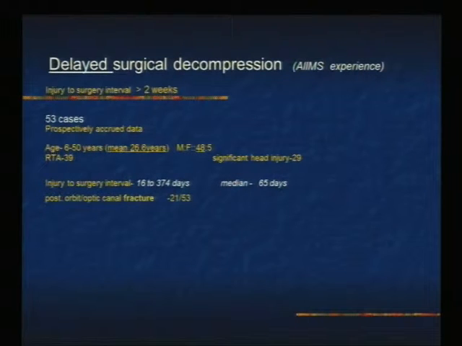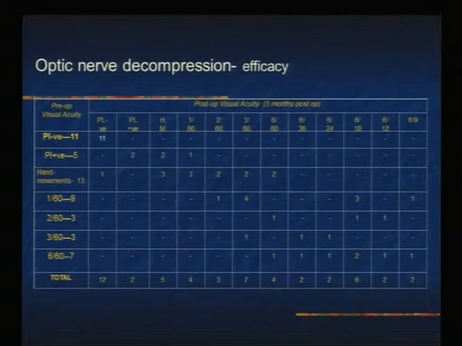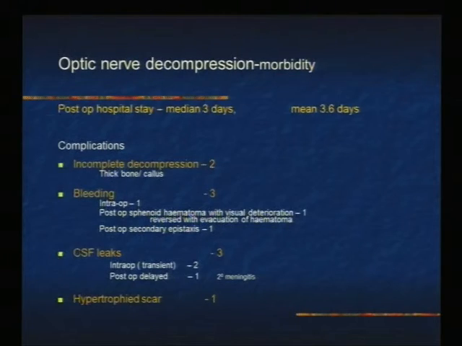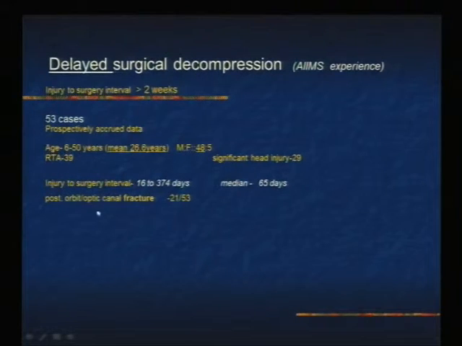So our data, when we published it last in 2007, was till 2005. So we had 53 patients who had had surgery. This is my personal series, but yes, this department has done far more. So this was my personal series at that time. Most of these patients had decompressions which were done fairly late. So injury to surgery interval 16 to 374 days. This is about delayed optic nerve decompression.